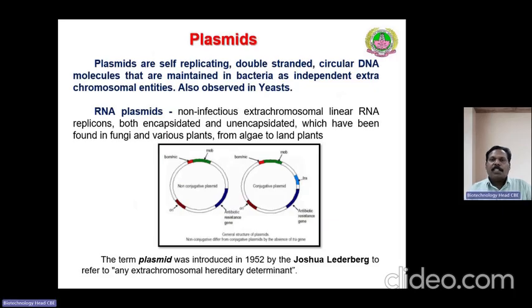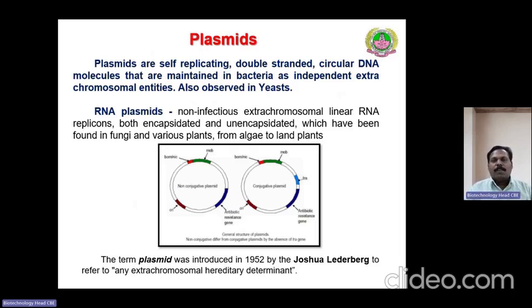The first type of vector we will discuss is plasmids. Plasmids are basically extrachromosomal DNA which are capable of self-replicating. They are double-stranded DNA maintained in bacteria, and some archaea also possess these plasmids. These molecules are capable of autonomous replication in the sense that they don't depend on the chromosomal entities for their replication, and they are also observed in yeast systems.